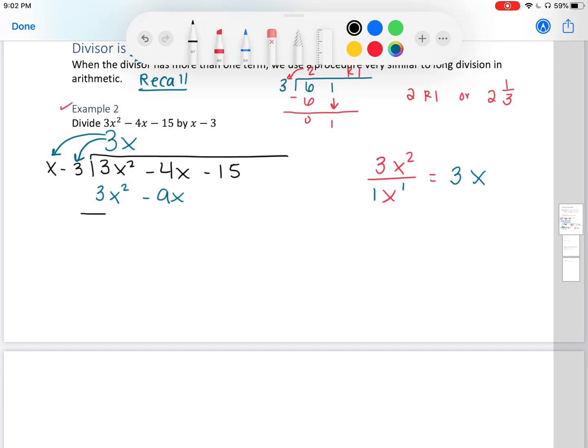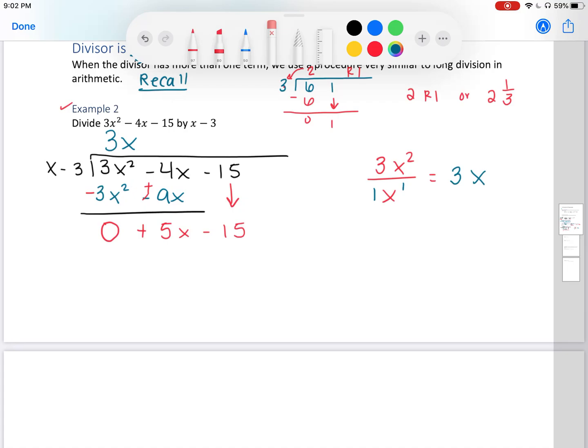Okay, just like before, you're going to subtract. But you're subtracting the entire expression. So what you can do is just change the sign of each one. So 3x squared minus 3x squared is 0. And actually, you should always get 0. Then we have negative 4x plus 9x. You get plus 5x. Then you bring everything down.